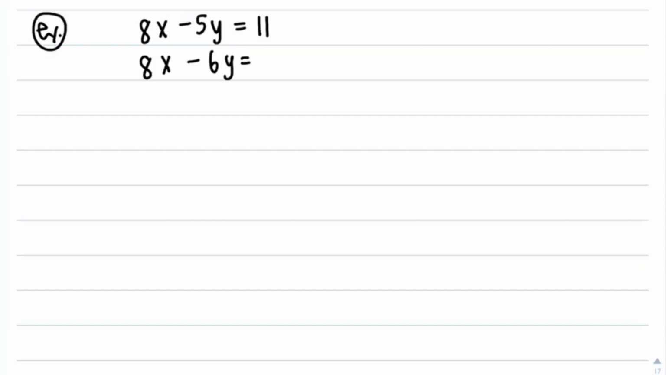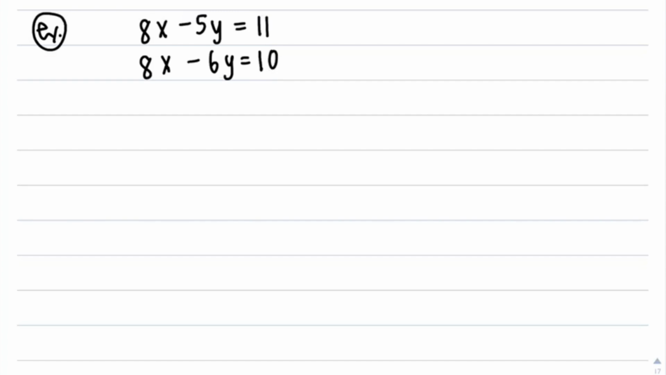All right, let's look at, let's say, this problem. Let's say we have 8x minus 5y is equal to 11. And let's say we have 8x minus 6y is equal to 10.